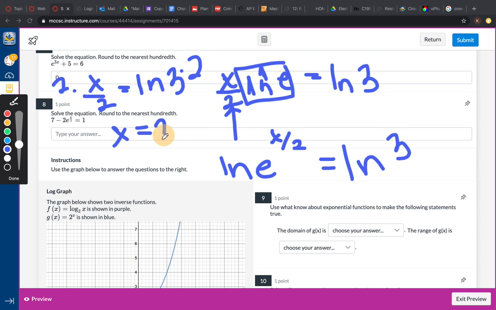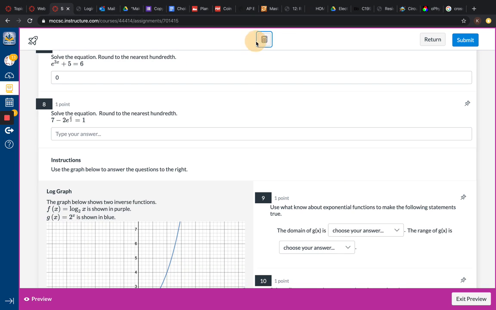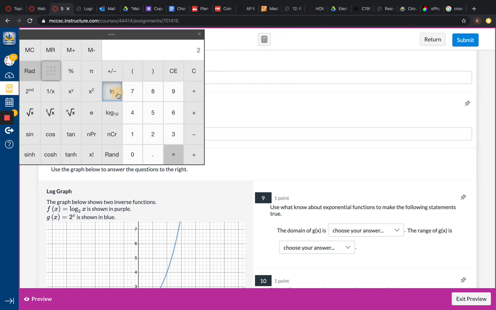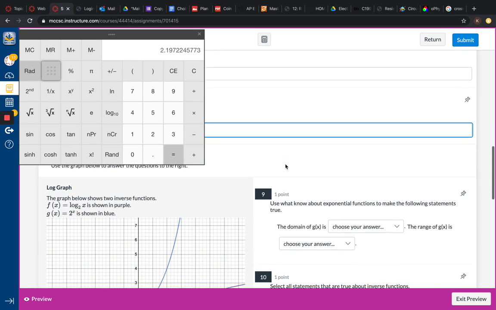So I'm going to pull my calculator out and do 2 times the natural log of 3 to get my answer for number 8. All right, so if I come up here and do 2 times the natural log of 3, the answer to this one, rounded to the nearest hundredth, is going to be 2.20, because that 19 is going to round up with that 7 behind it.